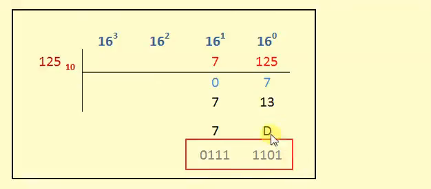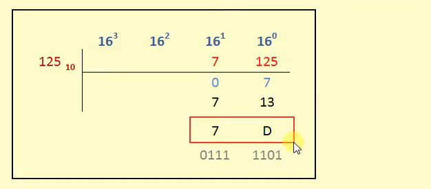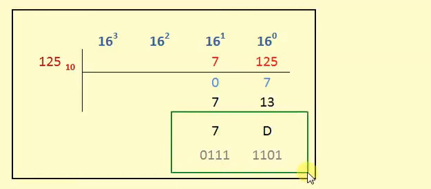Okay, so the conversion from hex to binary is just straightforward one-on-one. So the D becomes that, the 7 becomes that, and that is now the binary number. These two are exactly the same. So if I was writing two numbers together, I could write 7D in base 16 is equal to 0111 1101 in base 2 is equal to 125 in base 10. Okay, they are equivalent.